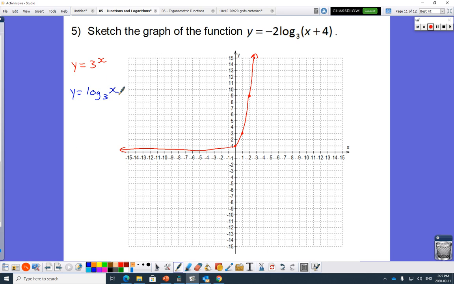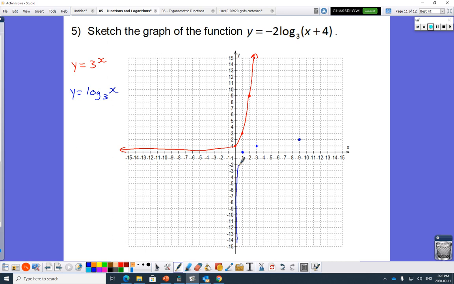0, 1 becomes 1, 0. 1, 3 becomes 3, 1. 2, 9 becomes 9, 2. Are you with me on this inverse thing? I'm just taking each x and y pair. This approaches the negative x-axis. So this approaches the negative y-axis.